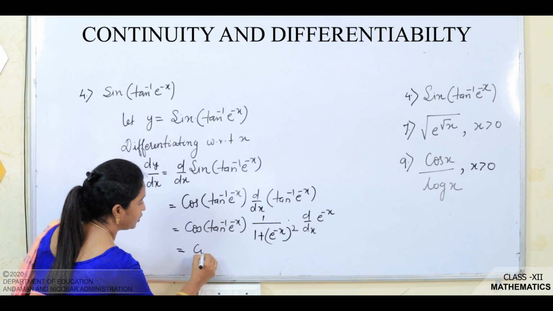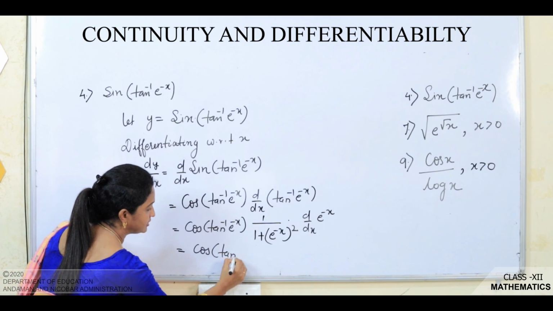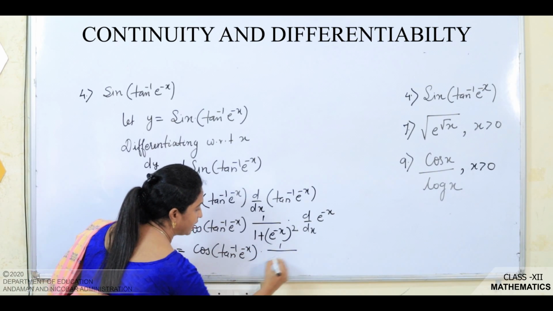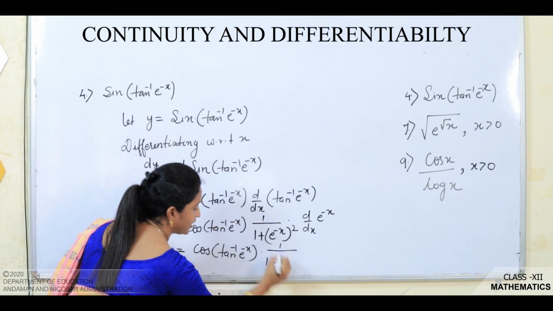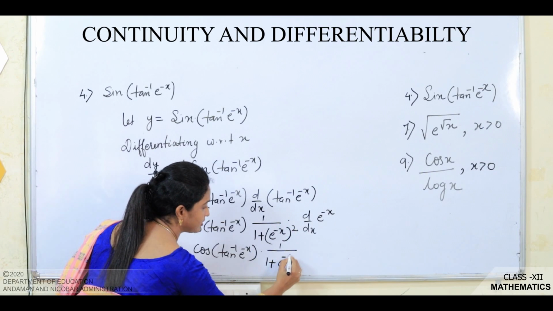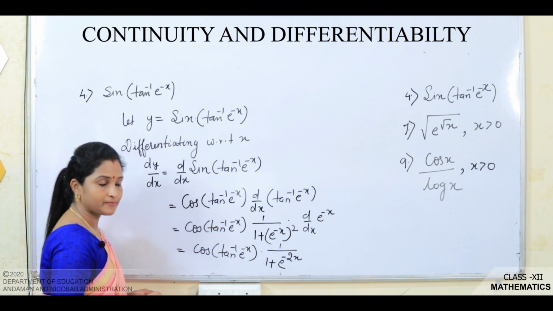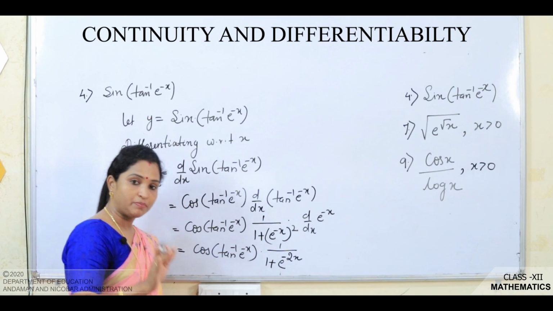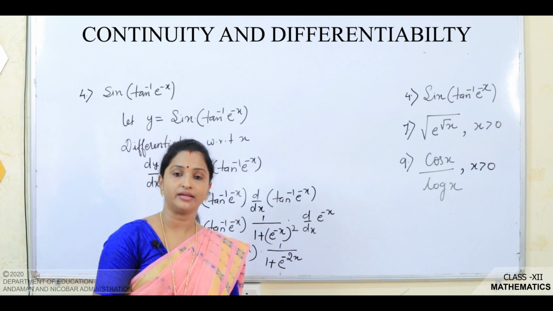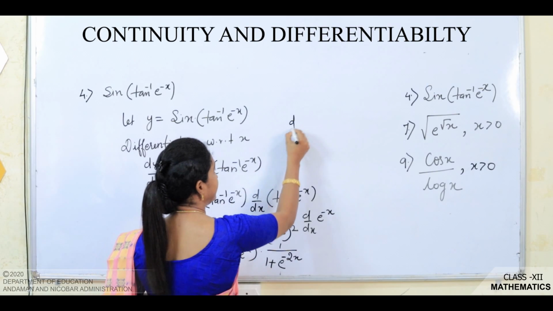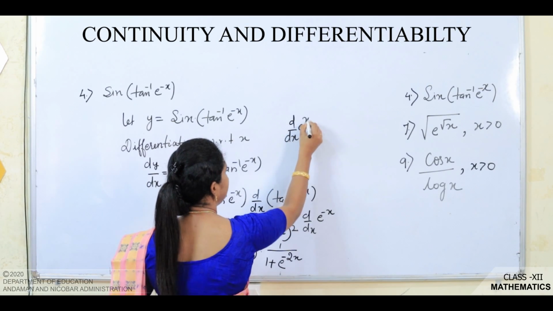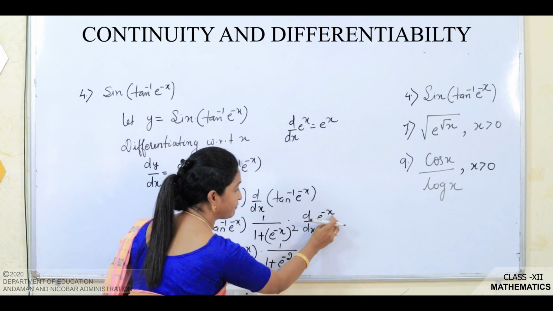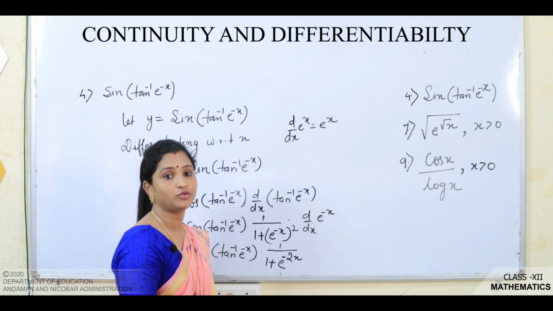So, cos of tan inverse e power minus x into 1 by 1 plus e power minus x the whole square means minus 2x. What is the derivative of e power minus x? In my previous class, I have explained to you that d by dx of e power x is e power x. So, here in place of x you have minus x. Again you have to apply chain rule.